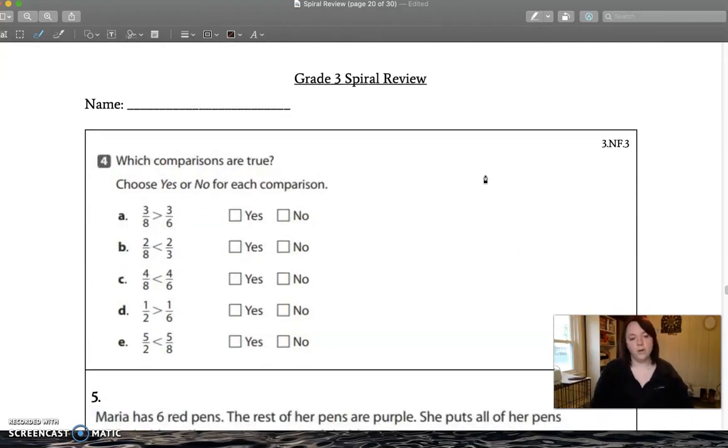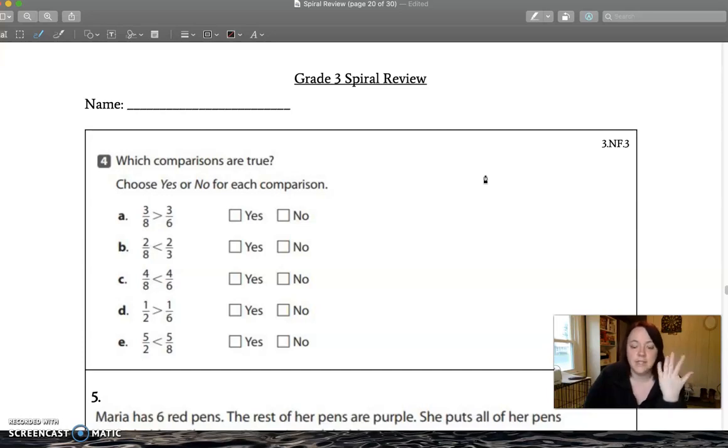Okay, number 4. Which comparisons are true? Choose yes or no for each comparison. Okay, so we have 3/8 is larger or greater than 3/6. So if we want to look at our parts of 3/8 of something compared to 3/6 of something, we know that we have 8 parts and there's only going to be 3 filled in. So we still have 4, 5, 6, 7, 8. We still have 5 parts that need to be filled in.